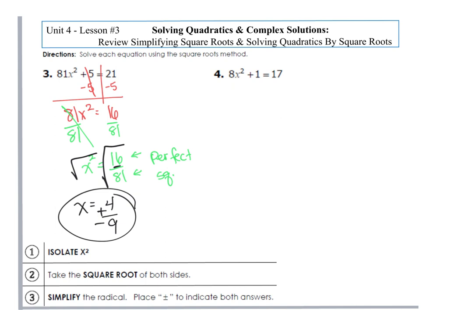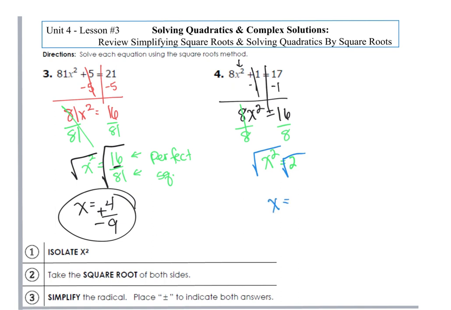Okay, number 4, 8x squared plus 1 equals 17. To solve or isolate this x squared value, first we'll subtract 1 from both sides so that we have 8x squared equals 16. To get x squared by itself, we're going to divide both sides by 8, and we get 2. So x squared is equal to positive 2. We're not done until we take the square root. Remember, you have to turn that x squared into x. We're solving for x, not x squared.